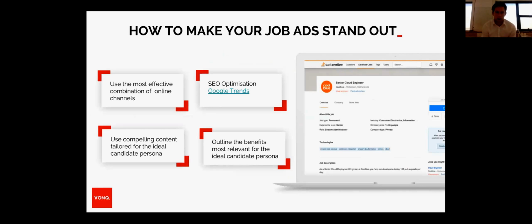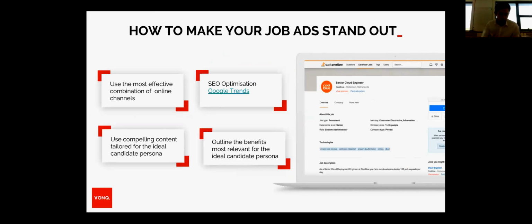So how to make your job ads stand out. When putting your job ads together, make sure you're keeping your target audience in mind. How would they like to be communicated with? What job specific terminology might need to be included? Just like the target group, the target audience level video.